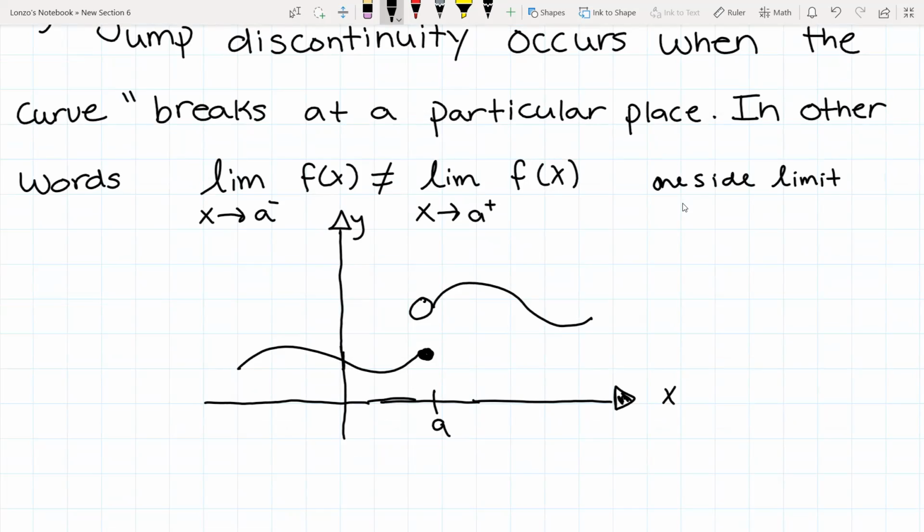Usually you're going to deal with this one on piecewise functions. So notice the limit as x approaches a from the left is this value, and the limit as x approaches a from the right is this value. There are two different values, so that's why this is a discontinuity. And as you can see, you also have to pick up your pencil, so that's how you know it's discontinuous.